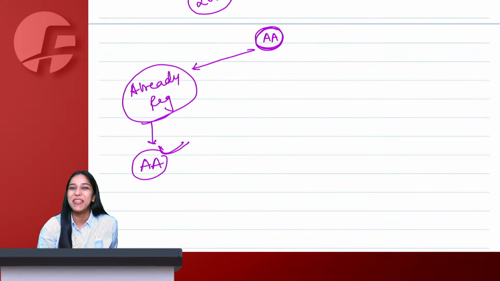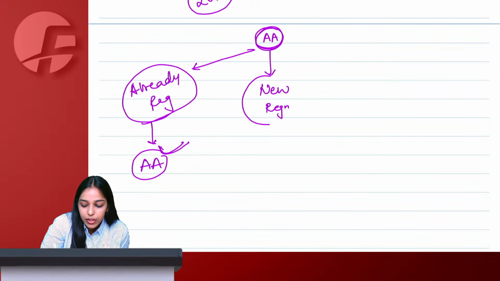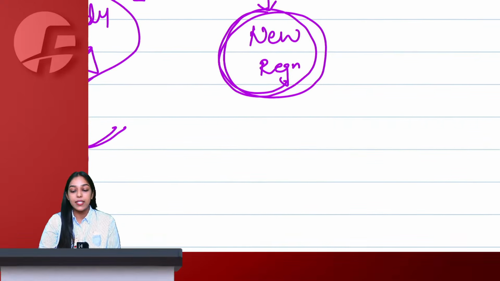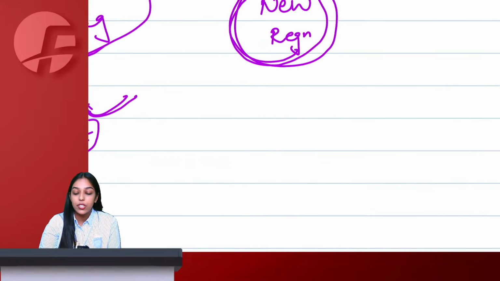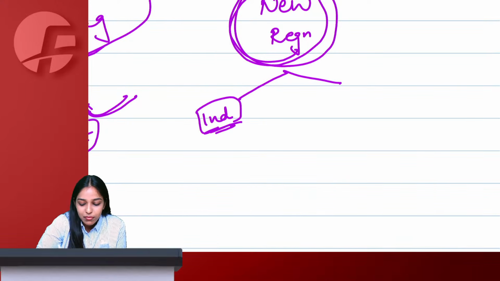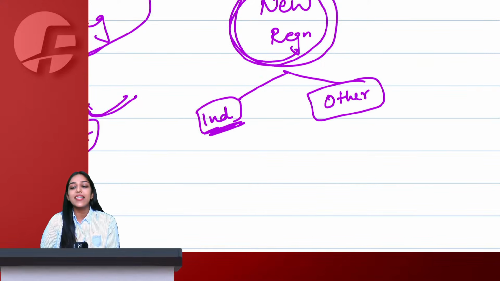Wow, Tamanna, same here. So now we are saying, what if we are taking new registration? Now in that case, understand, if today I decide to take a new registration, there are two possibilities. One, I am an individual, and second, I am other. Now, it is a very basic thing.